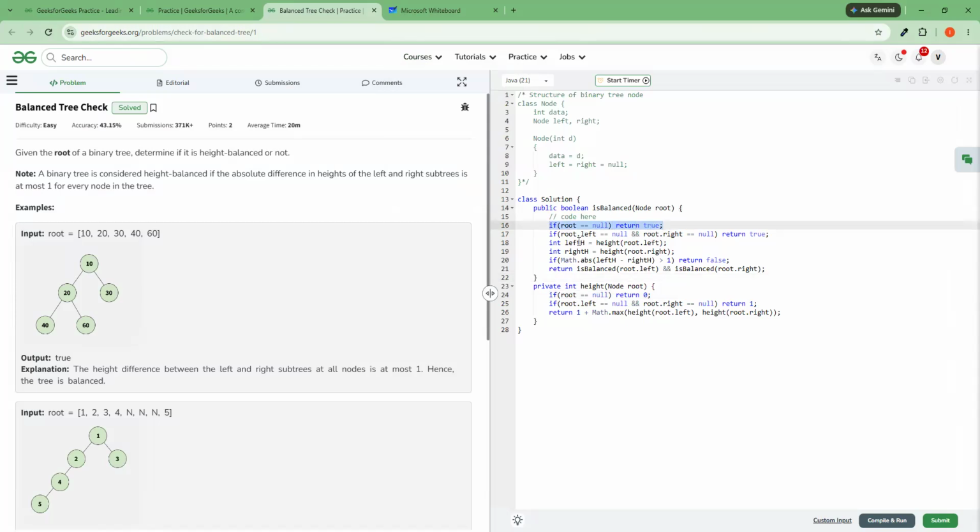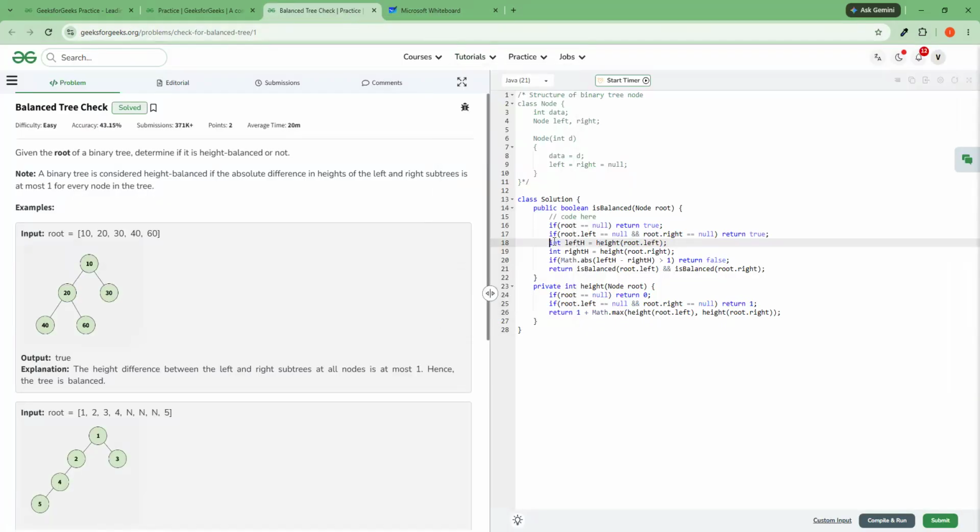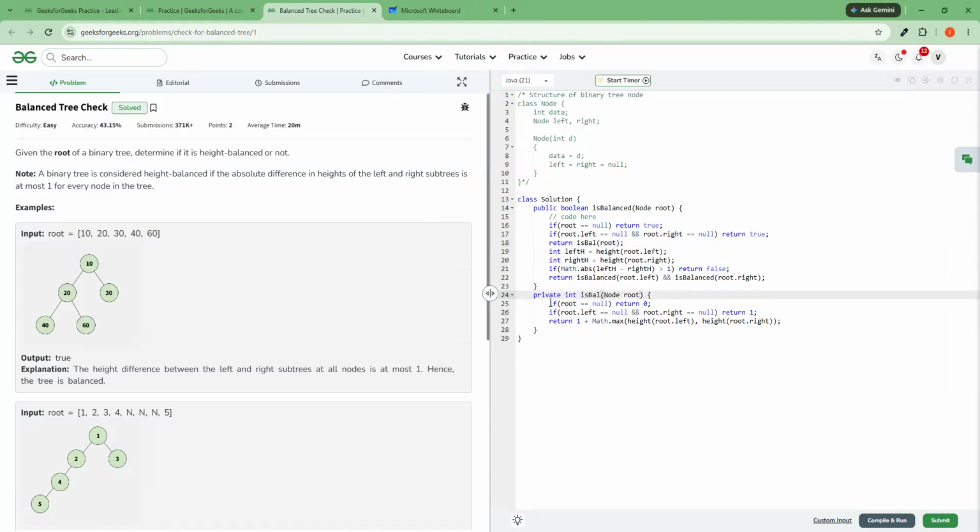If root is null, then we don't need to do anything. If root is a leaf node, then again we return true. Otherwise, because we need an integer function to return the height, we will just wipe off this code and consider we have a function isBalanced, and we will pass the root node, and this function will be considered as int. So we will pass this function only.